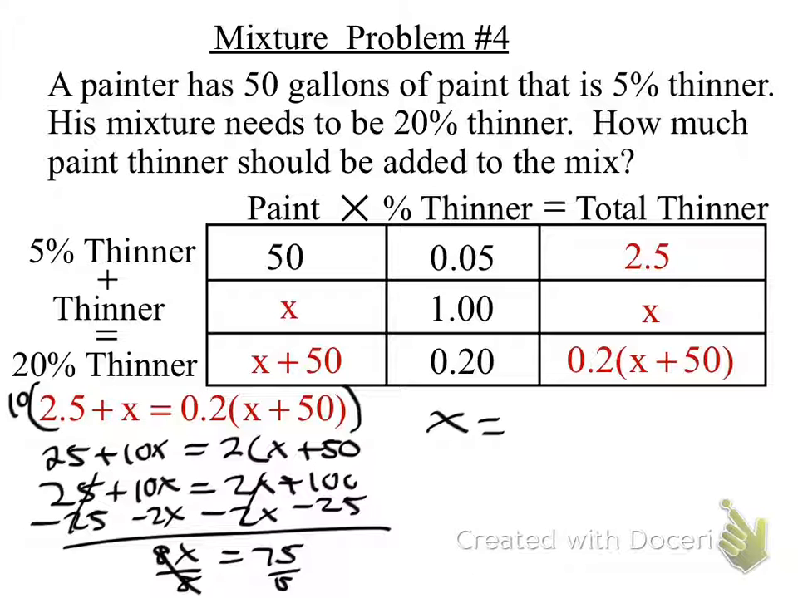Divide by 8, divide by 8. X, did you guys get this? 75 divided by 8 is 9.375. That means I need 9.375 gallons of paint thinner to get a 20% solution. I need to increase it so I'm not spending as much money. All right, that is the lesson for today.